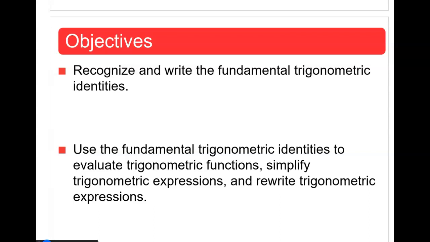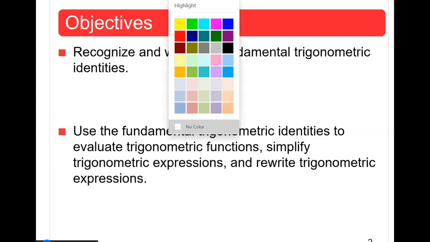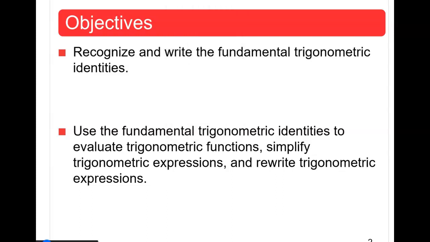I'm not sure, perhaps section 4.3 or 4.4. Those include the quotient identities, the reciprocal identities, and the Pythagorean identities. So we will use the fundamental ones to evaluate trigonometric functions and to simplify them. This is so important in trigonometry because we could go from a very complex trigonometric expression to a very simple one, and they are a lot easier to evaluate.